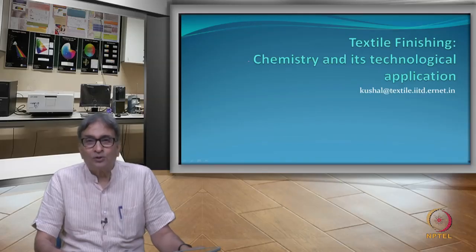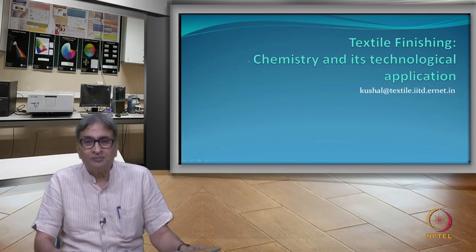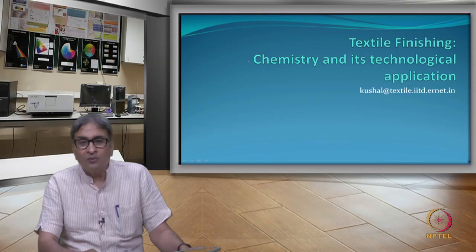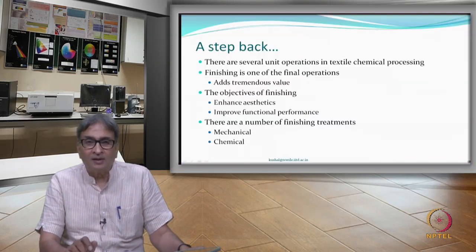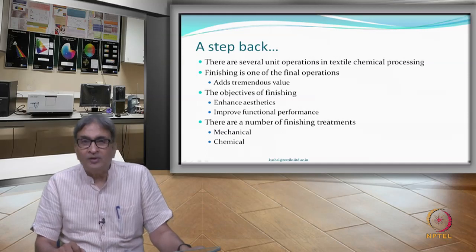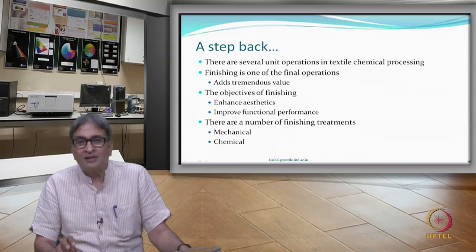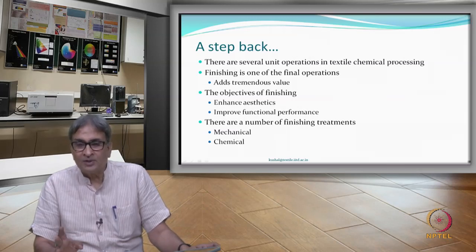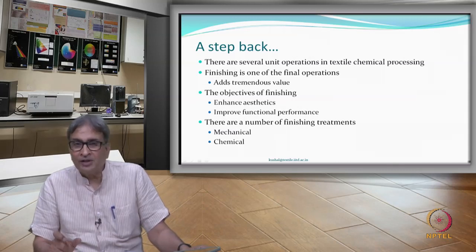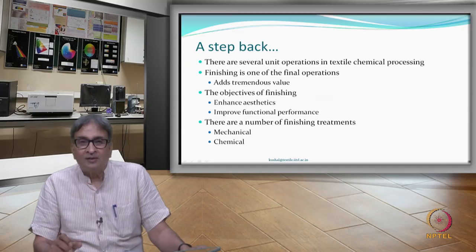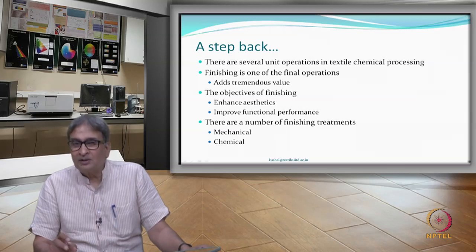Welcome back to our second lecture on textile finishing. Let us see what we had done in the last lecture. We had learnt that there are several unit operations in textile chemical processing, starting with singeing, desizing, dyeing, etc. Finishing is one of the final unit operations. This operation adds tremendous value to the product.